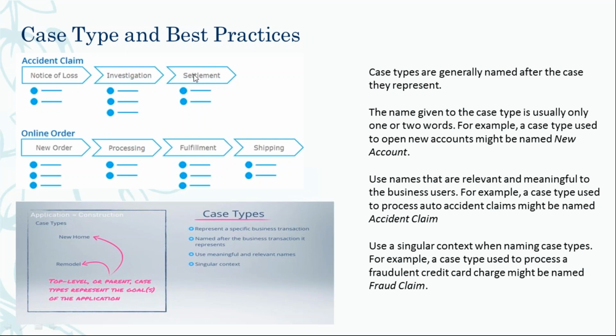So accident claim is the case type here, right? Yes, that's the case name. Yeah, that's the case type. And again, online order, that is the case type. Within that, it includes stages, and stages consist of various processes and steps within it. And each stage can have multiple iterations and all that.